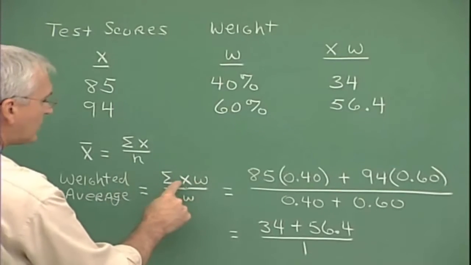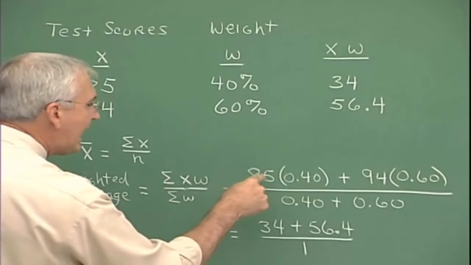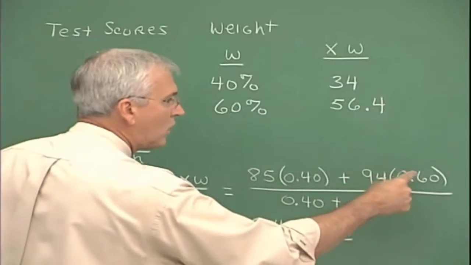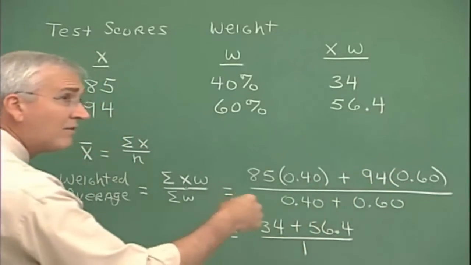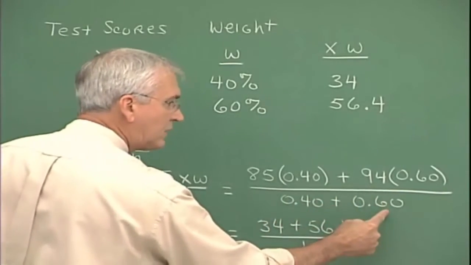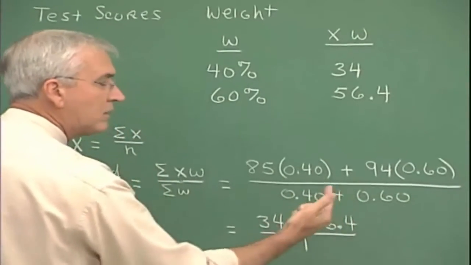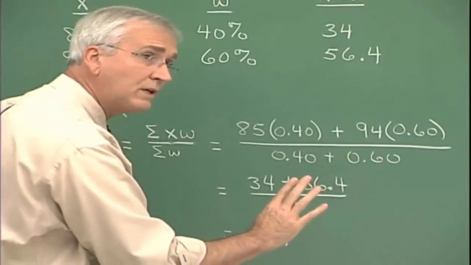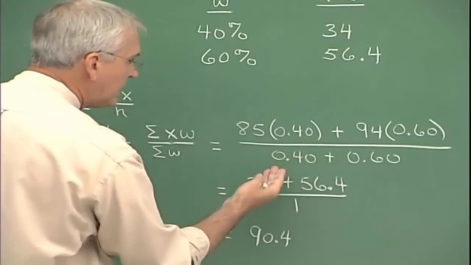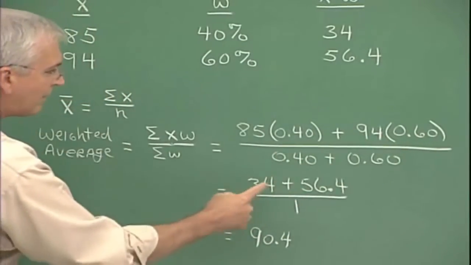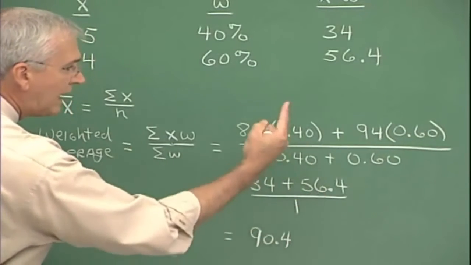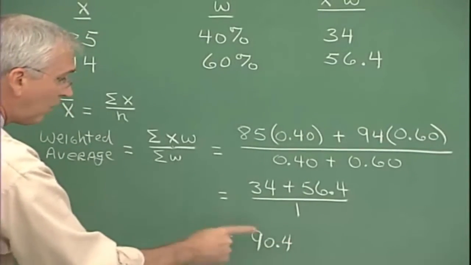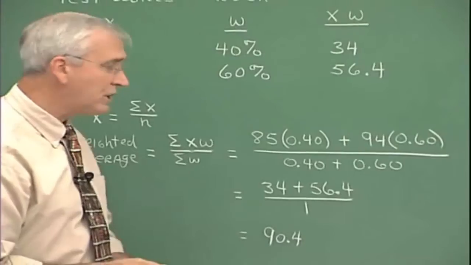And let's see, the sum of XWs, well, the XWs are 85, the midterm, times its weight, plus the final exam score times its weight. And the sum of the weights would be 40% plus 60%. This turns out to be 100% or simply 1. And this calculation in the denominator will often be 1, but may not always be so. So we need to put these in here. But at any rate, in the numerator, we have 34 and 56.4, the values that we had up above, and we find then that the weighted average is 90.4. So an A has been achieved in this course.